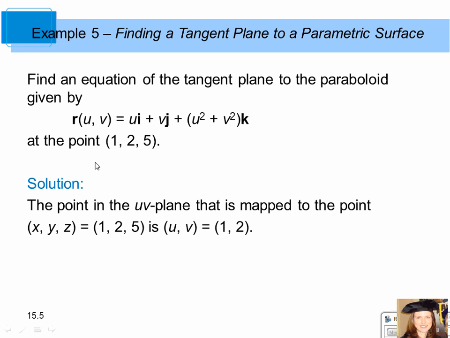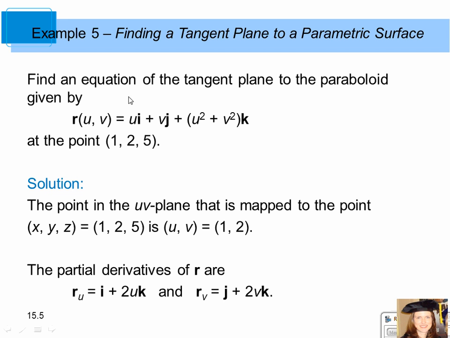It is important that when you're given the point, your point is always given in terms of x, y, and z. But when you're plugging in values into the parametric surface, you're plugging in values for u and v. In this case, it's a direct correspondence between x, y and u, v, but that is not always the case. You will have to solve for u and v given the x, y, and z.